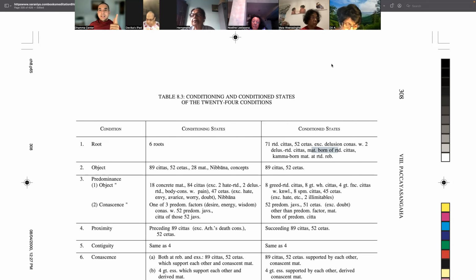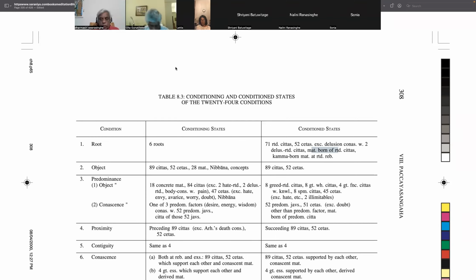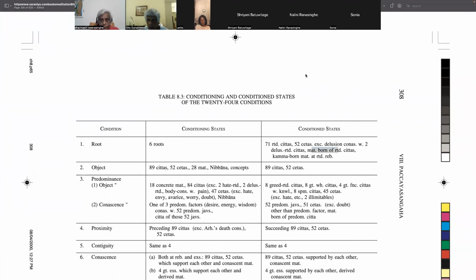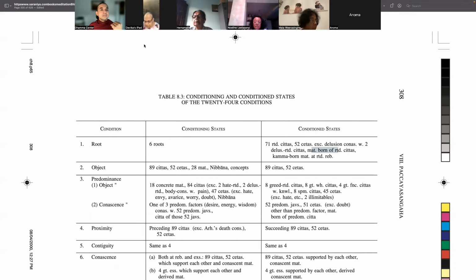Is there anything else? What did I miss? I missed Kaya Pasada, because it's body. In the base decad, we have Pathavi, Apo, Tejo, Vayo, Vanna, Gandha, Rasa, Oja, and Hadayavatthu. And we have life faculty and nutriment too, under base. So that is Jivitindriya and Oja. Oja I forgot to mention.